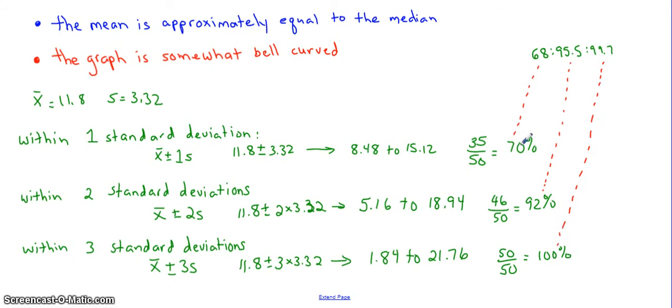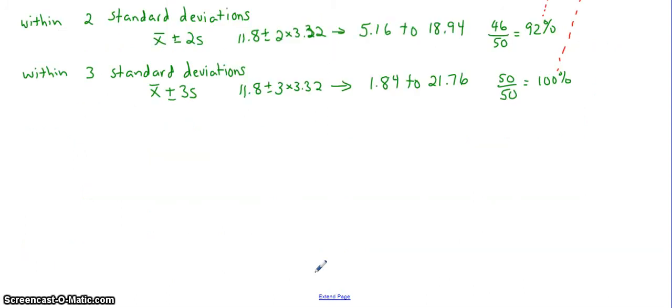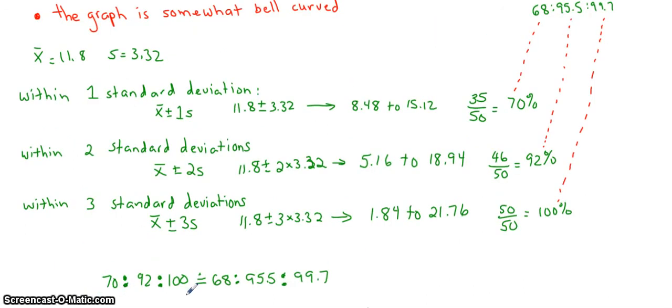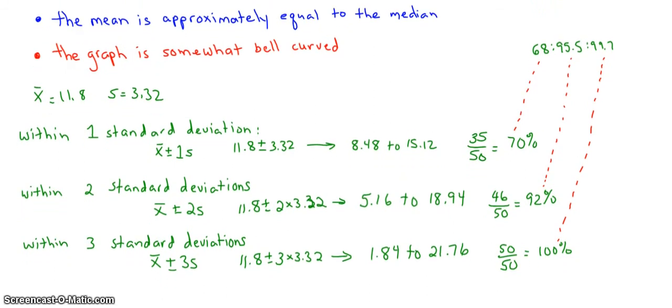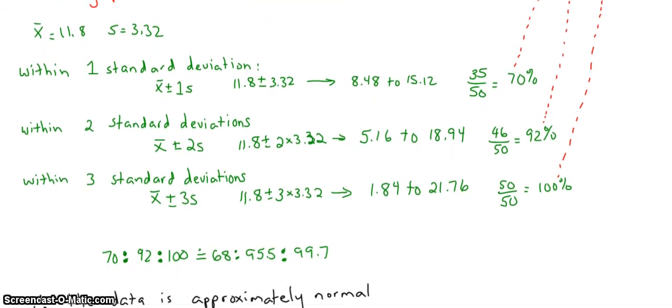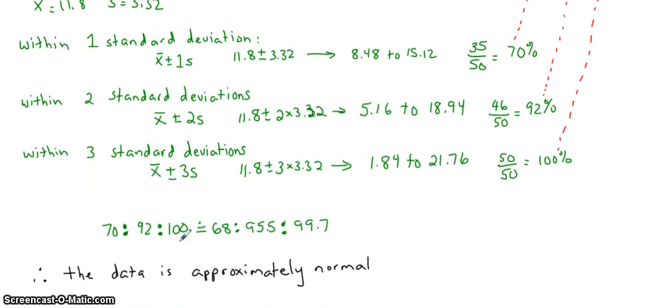So the ratios of 70 to 92 to 100 are somewhat close to 68 to 95.5 to 99.7. So that's another indication that your data is somewhat normal. You can write that statement just like this: this ratio is somewhat equal to the typical normal ratios. Because the mean is approximately equal to the median, and because the graph is somewhat bell-curved, and because the ratios that we got within 1, 2, and 3 standard deviations are somewhat equal to the standard ratios, we can say that the data is approximately normal.